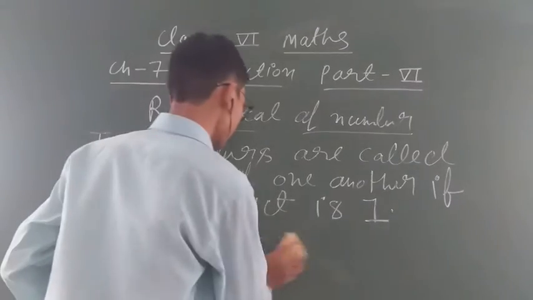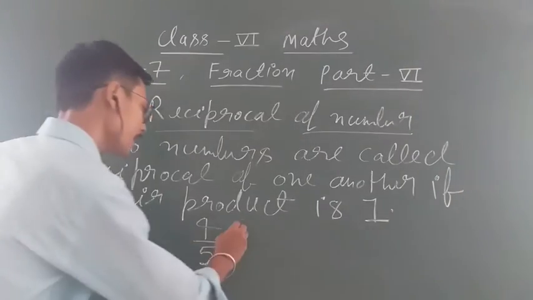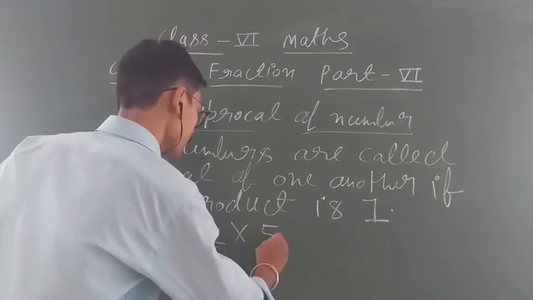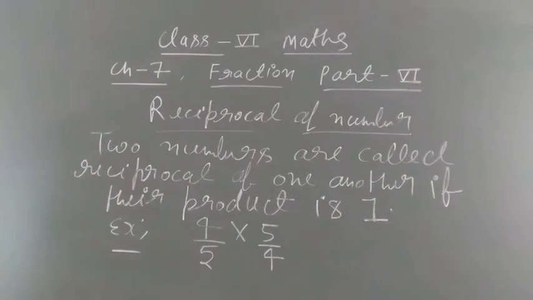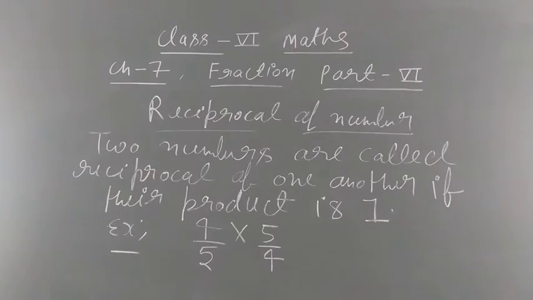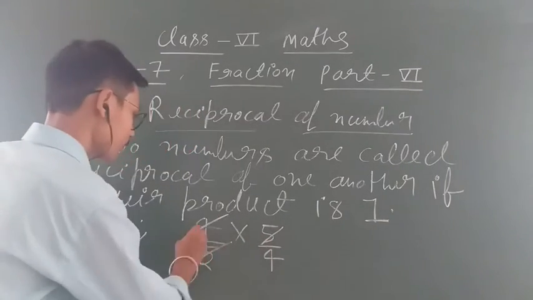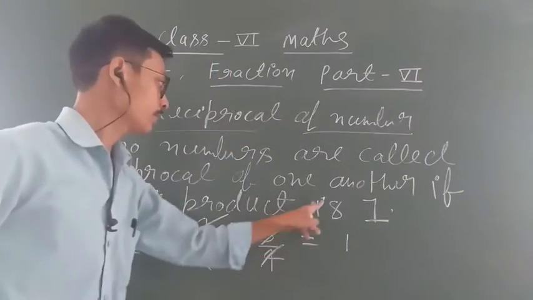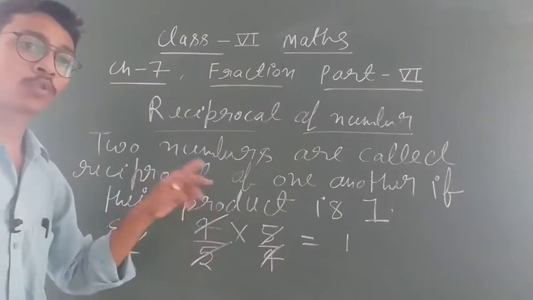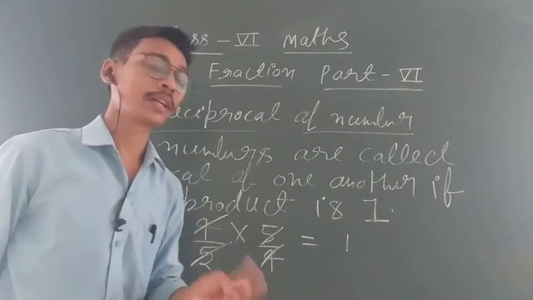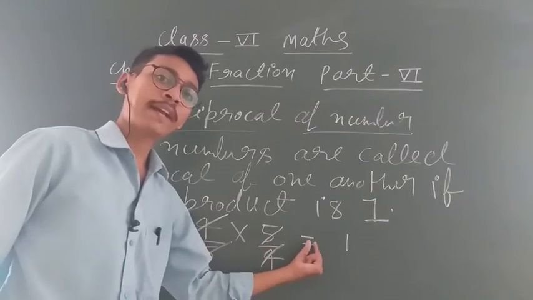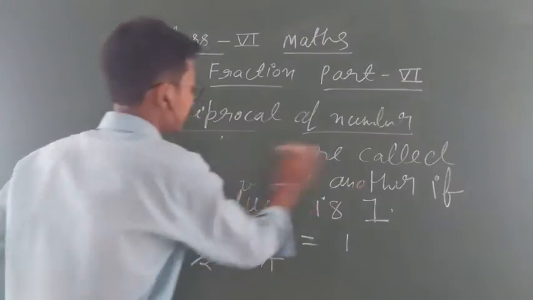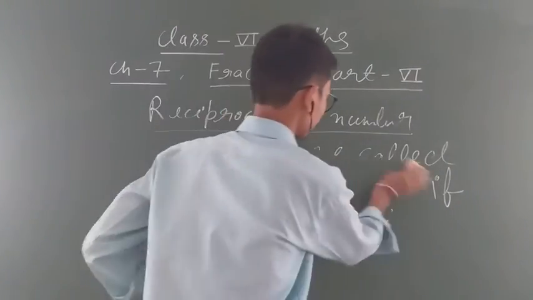So student, for this what we will do? We will multiply by its reciprocal, its reverse. Yani, the reverse of 4 upon 5 is 5 upon 4. Okay student, so what will come? 5 and 5 cancel, 4 and 4 cancel, it will come 1. So our definition is proved: if the product of two numbers is 1, both are reciprocal to each other. Yani 4 upon 5 is the reciprocal of 5 upon 4 and 5 upon 4 is the reciprocal of 4 upon 5.